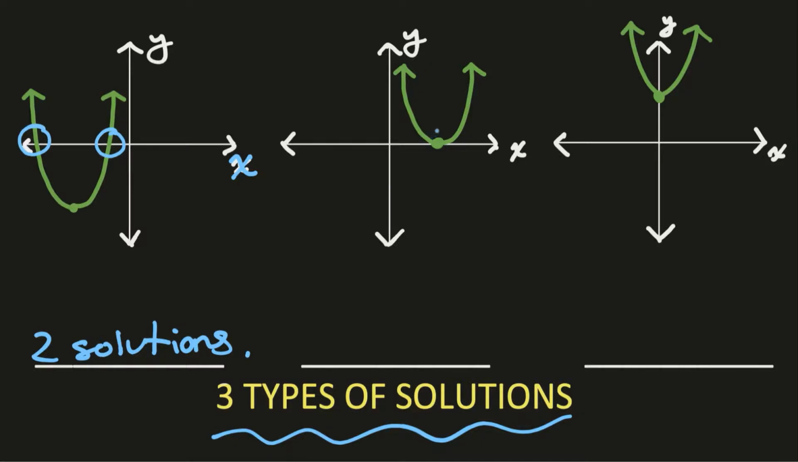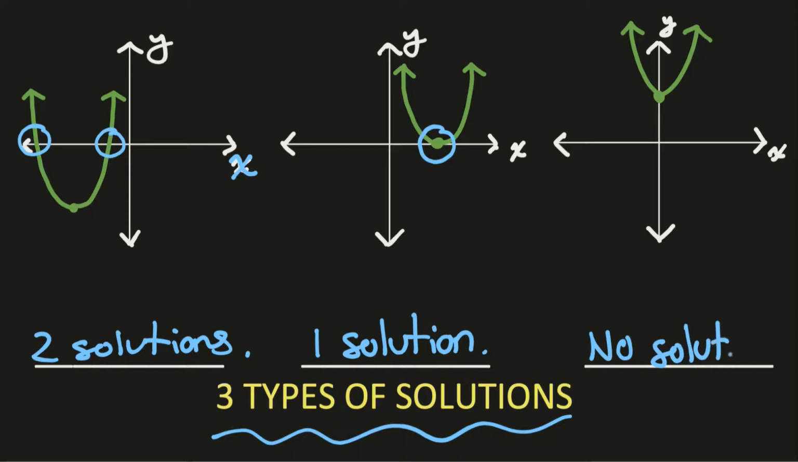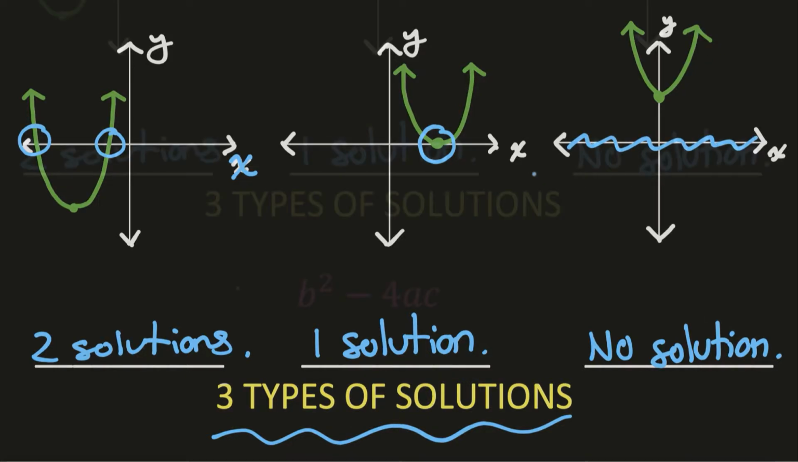The second type of solution would be one solution. This occurs when the parabola only intersects the x-axis exactly once. And then finally, we would have no solution. This occurs because the parabola would never intersect the x-axis.